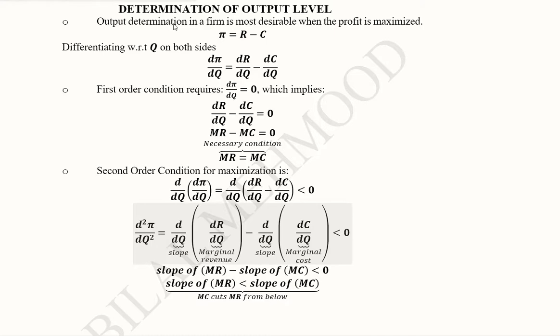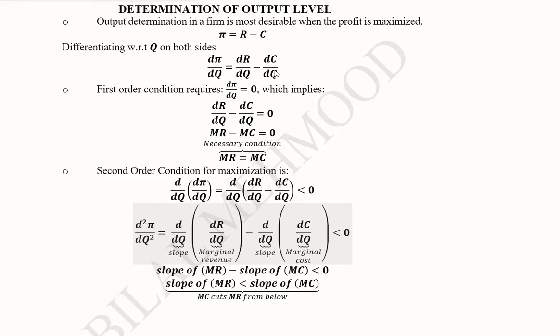So the output determination in a firm is the most desirable when the profit is maximized. Output should be at that level where the profit is maximized, which is the difference of revenue and the cost. Now if we take the derivative of this function with respect to Q, that is the output, because revenue depends upon output, so does cost. So the level of profit also should depend automatically on the level of output. Now we take the derivative with respect to Q on both sides. This is how it will look like.